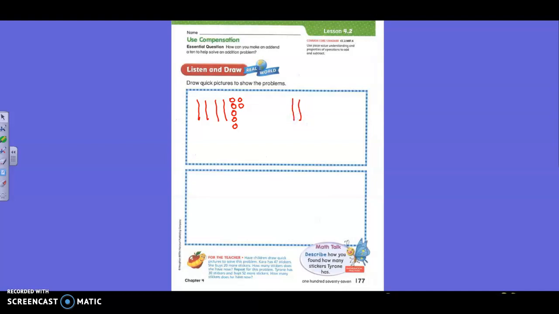Okay. So all we have to do this time is basically just count. How many tens? 1, 2, 3, 4, 5, 6. And then how many ones? 7. So 67 would be how many stickers she has now. That's a lot of stickers. 67 stickers. Are you ready for the bottom one?